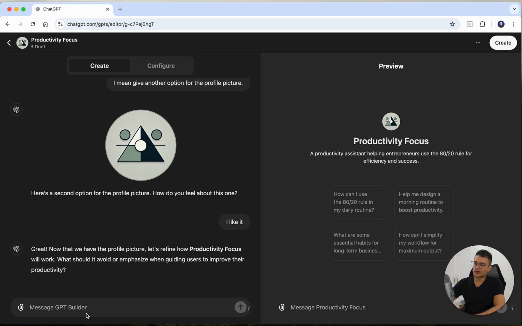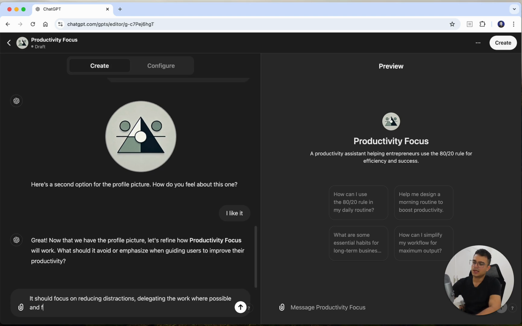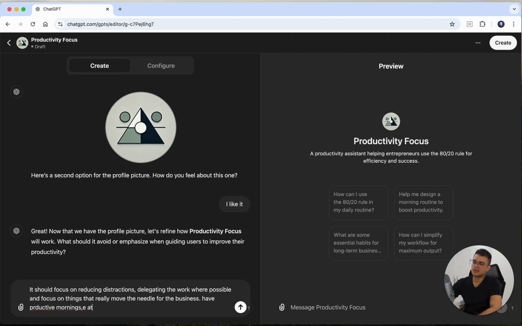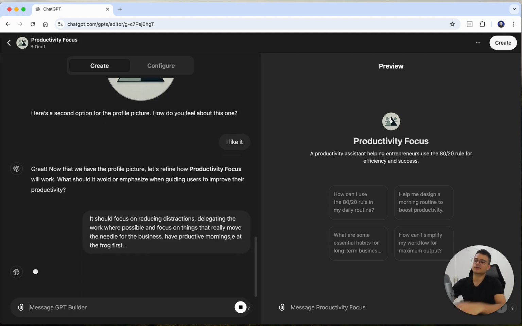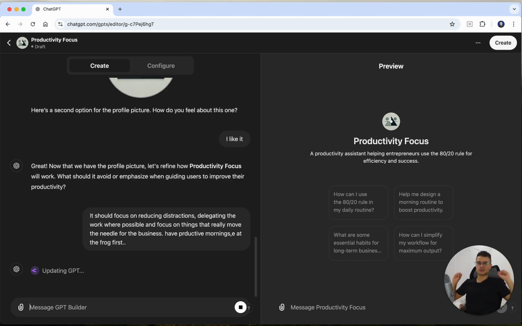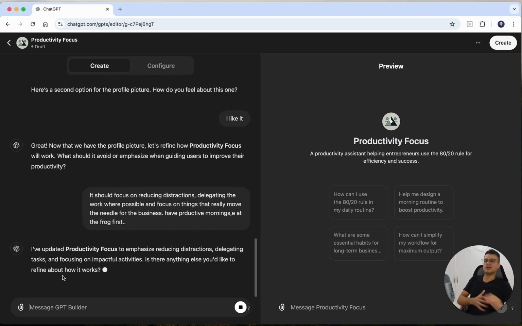What should it avoid or emphasize when guiding users to improve their? It should focus on reducing distractions, delegating the work where possible, and focus on things that really move the needle for the business. Have productive mornings, eat the frog first. Like these are all productivity concepts, but I'm just giving it the kind of concepts and it's updating the GPT so that next time, whenever we want to focus, we can get those kinds of inputs.